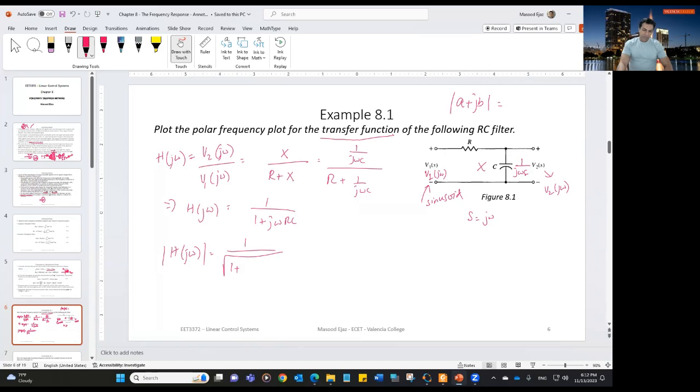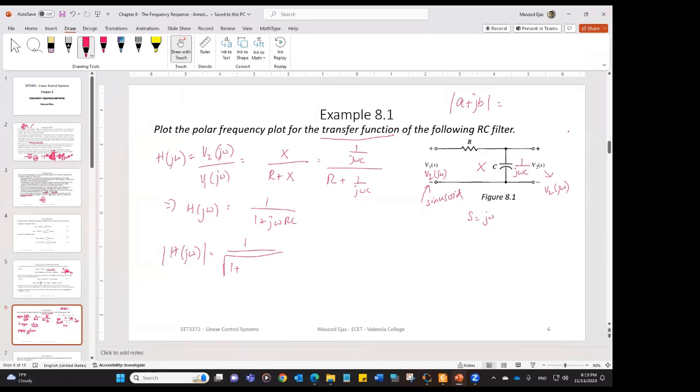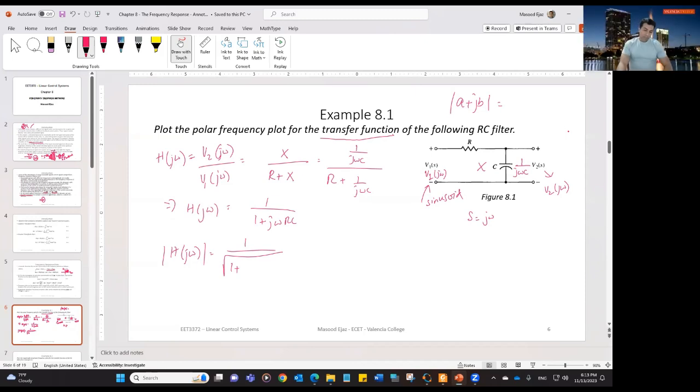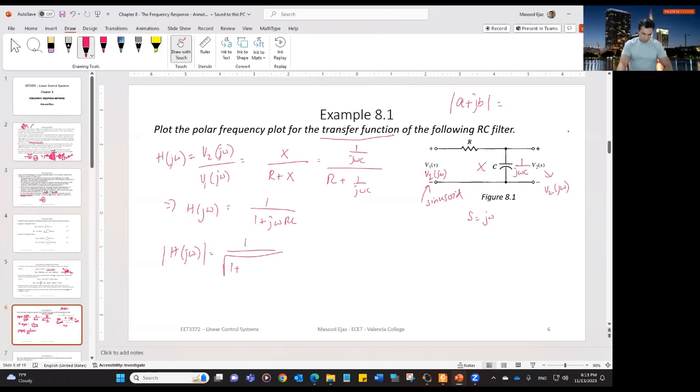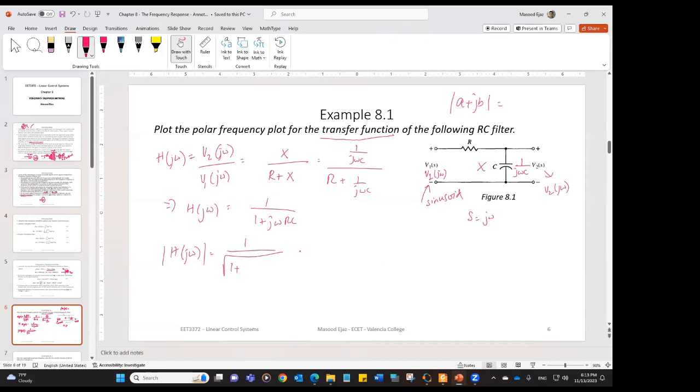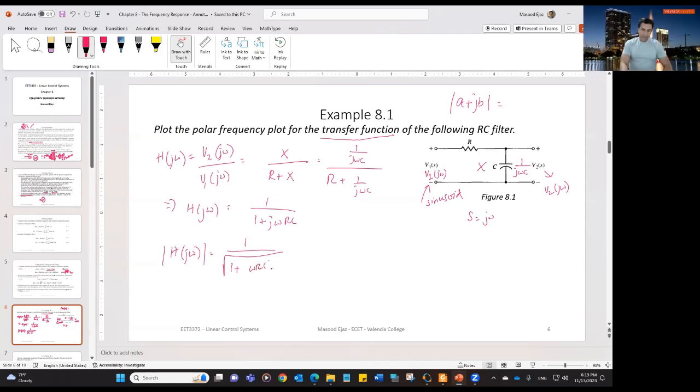Of course, remember, most of the time we use the absolute function or phase angle. But before we use that, we discussed the complex numbers. Is it 1 plus omega squared? Only omega squared? What is the imaginary part? Isn't it omega RC? So what will be the magnitude? It would be omega RC squared. Very good.